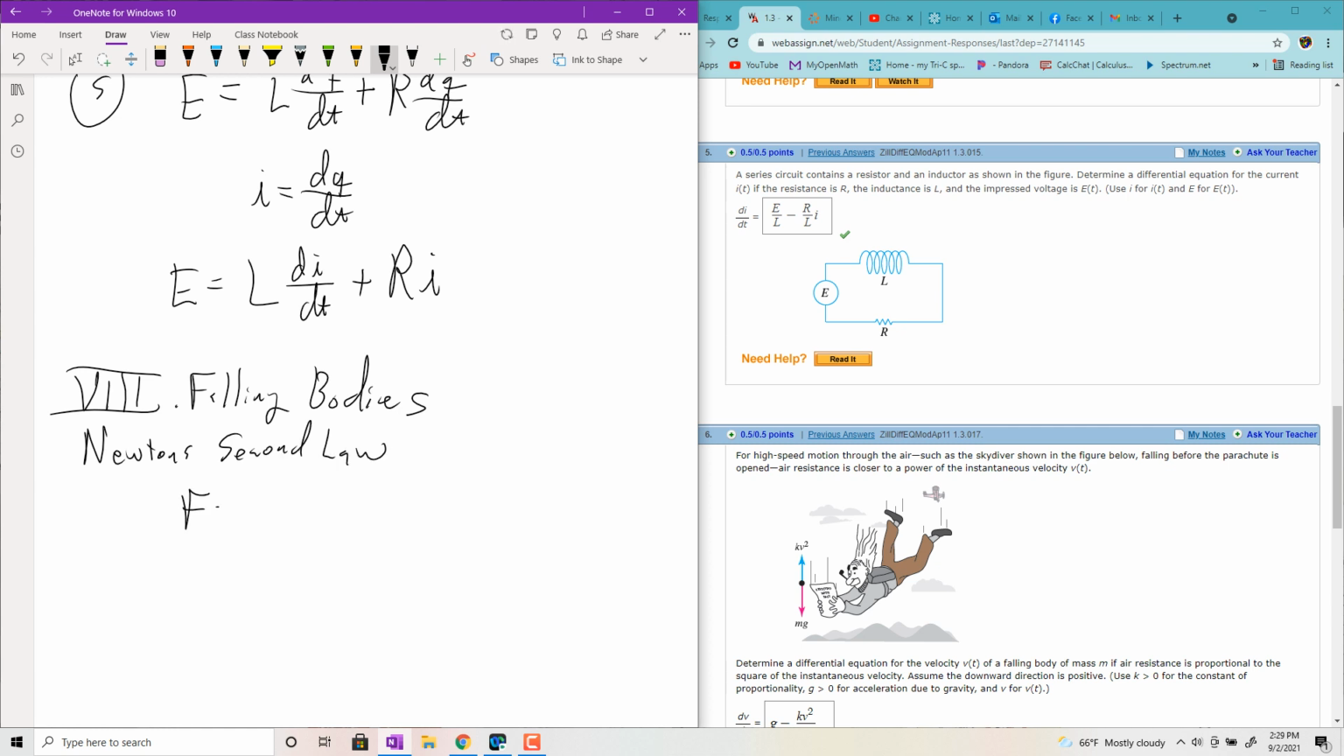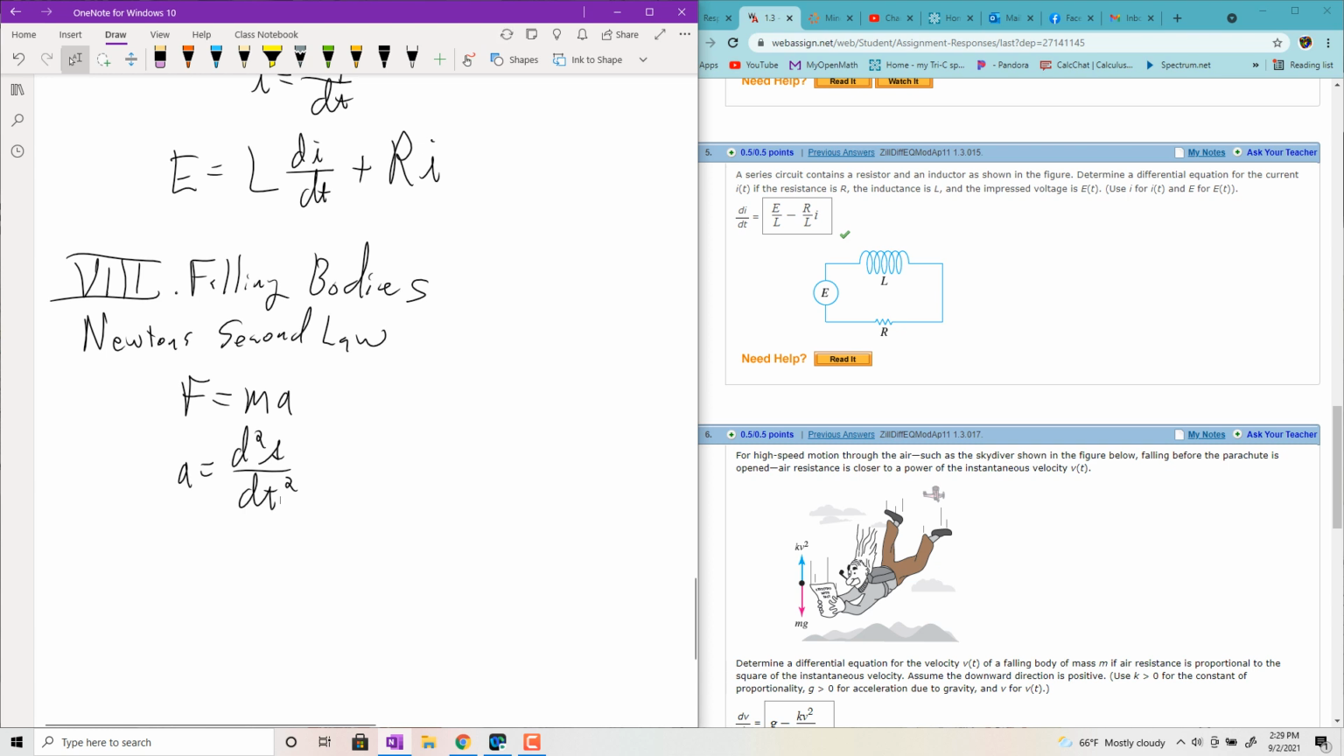Force equals mass times acceleration. In particular, we'll think of acceleration as the second derivative of the position function, and you probably saw that back in Calc 1 or Calc 2. So we can write this force formula as a differential equation: mass times acceleration equals mass times the acceleration due to gravity, and you assume that the negative direction is downward.